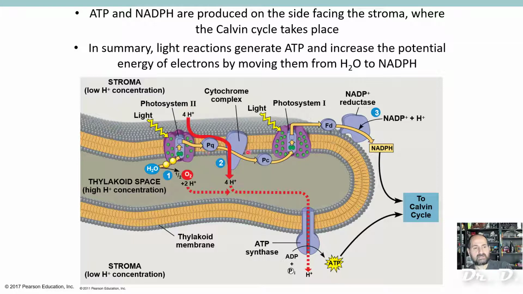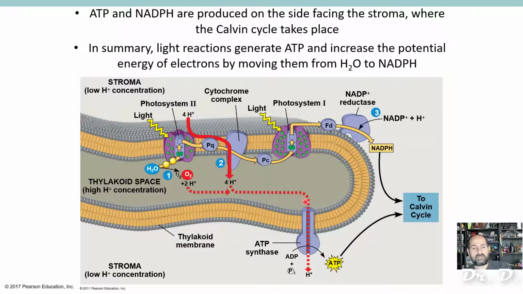Now, while the electrons flow through the electron transport chain, remember what was happening. Protons were being pumped into the thylakoid space in eukaryotes. However, in prokaryotes, protons are being pumped from the outside of the cell into the cytoplasm of the cell. Does that make sense? Now you get a high concentration of protons inside of the thylakoid space, right? The thylakoid space of eukaryotes, okay?